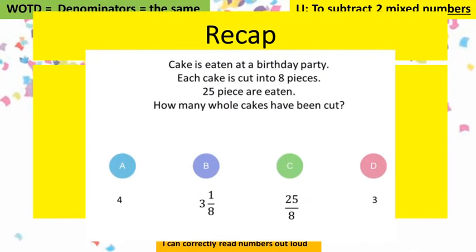So let's have a look. A cake is eaten at a birthday party. Each cake is cut into 8 pieces. 25 pieces are eaten. There's an S missing there. How many whole cakes have been cut? So you need to think about whether the answer is A, 4, B, 3 and 1/8, C, 25 eighths, or D, 3.